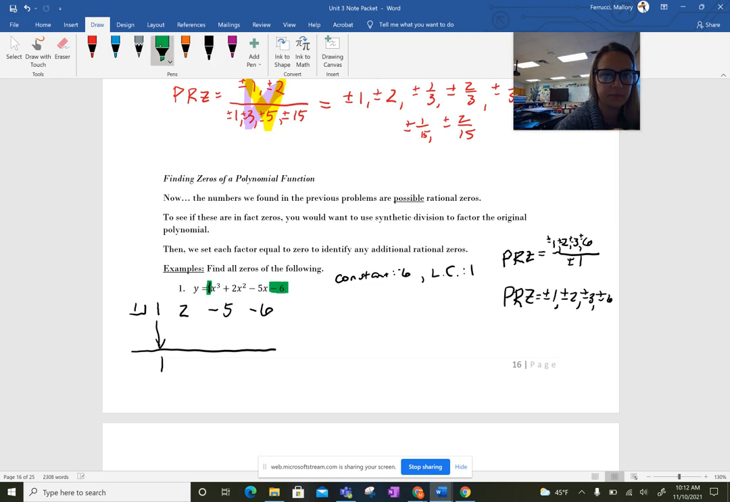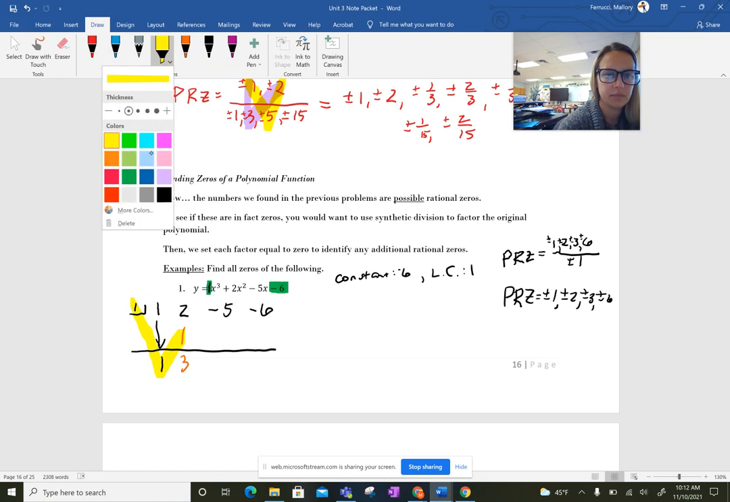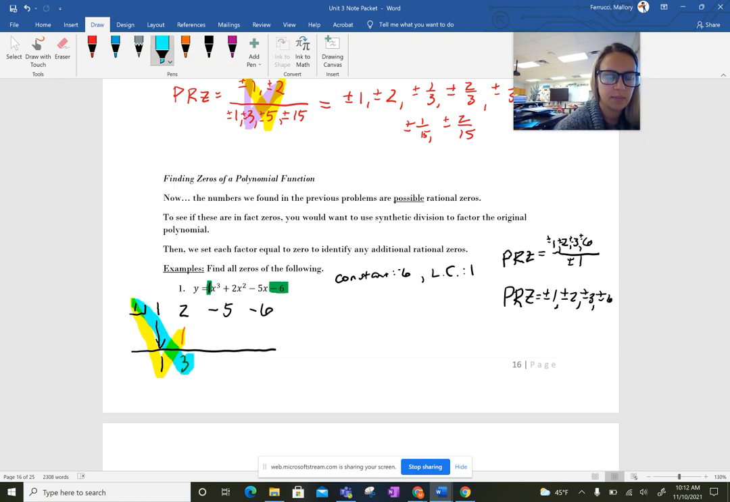So I get 1. Do your backwards check mark, and you get 1. 2 plus 1 is 3. Do it again, backwards check mark. You get 3. Bring it on down. You get -2. Then you multiply 1 by -2, you get -2, and you are left with a remainder of -8. So that's not going to work. So we know that positive 1 definitely does not work. Let's try -1.